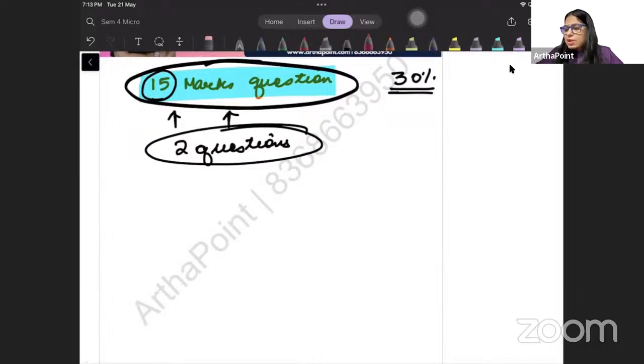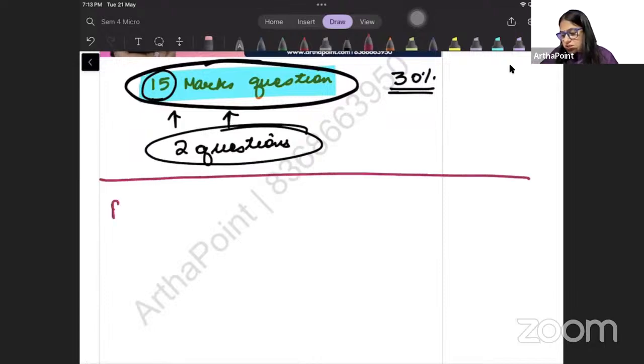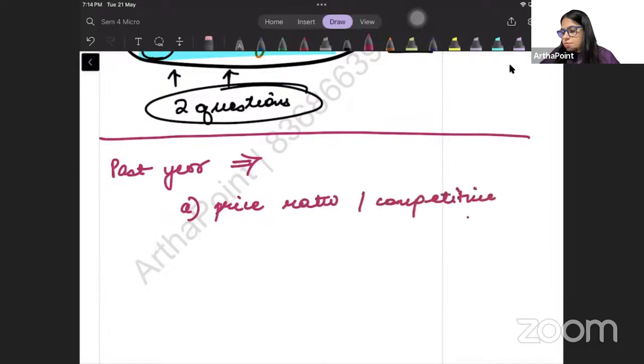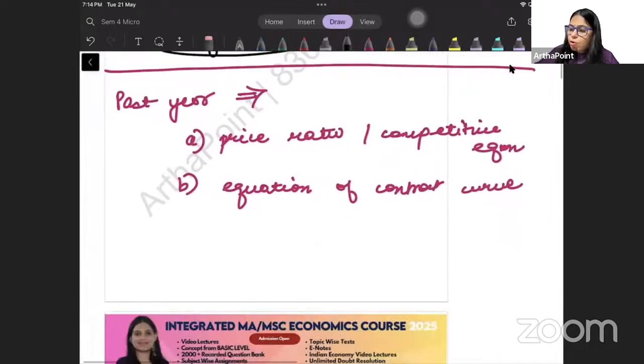तो बहुत सिंपल है बेटा. If you go into the past year questions, every year they have asked you the same kind of question where they will ask you to find the equilibrium price ratio. That means find the competitive equilibrium. And second, find the equation of the contract curve. ये कुछ कॉमन क्वेश्चंस हैं जो न्यूमेरिकल पॉइंट ऑफ व्यू से it can be asked in exam.